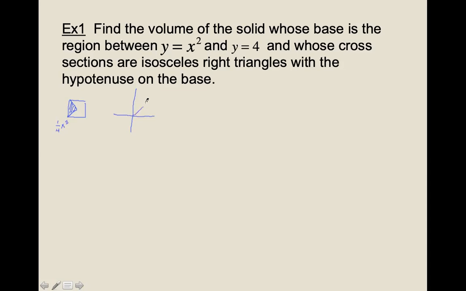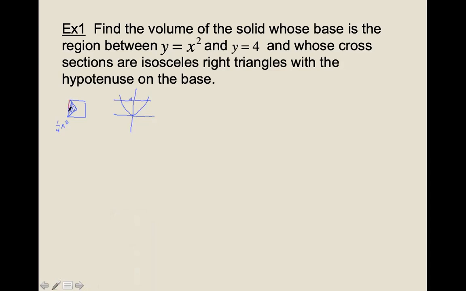So first I have x squared. I don't know why we're so crooked here. And then we have y equals 4. So I'll just say that's at 4. And so this is the base of our solid, and then our shapes are coming up off of that. So I'm going to switch colors here a second. And these are isosceles right triangles.